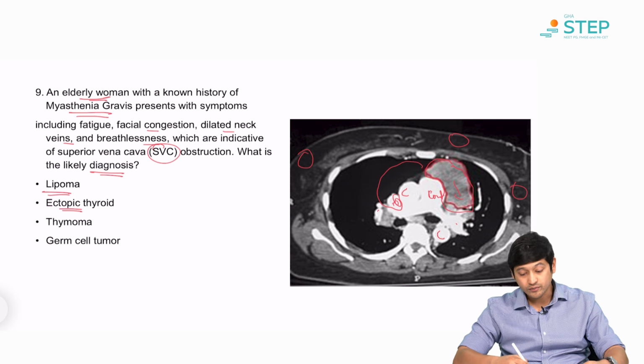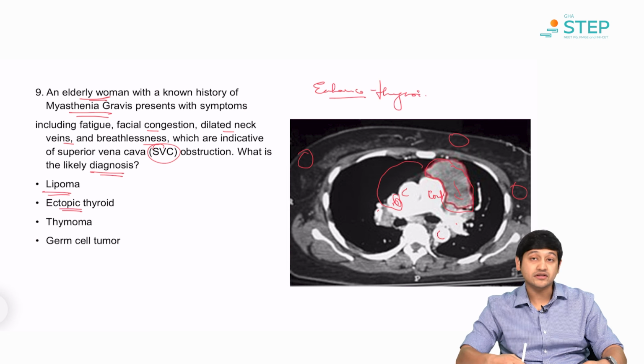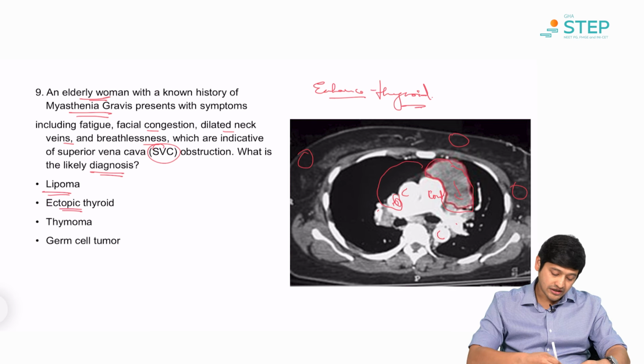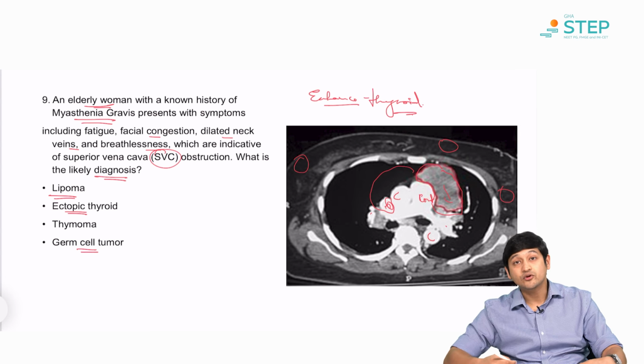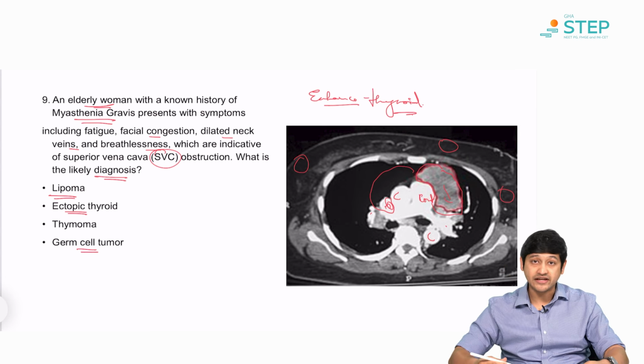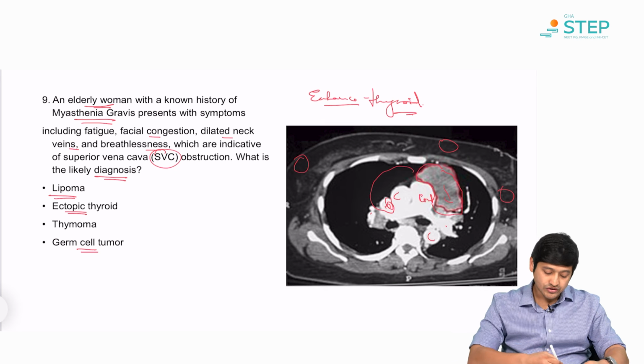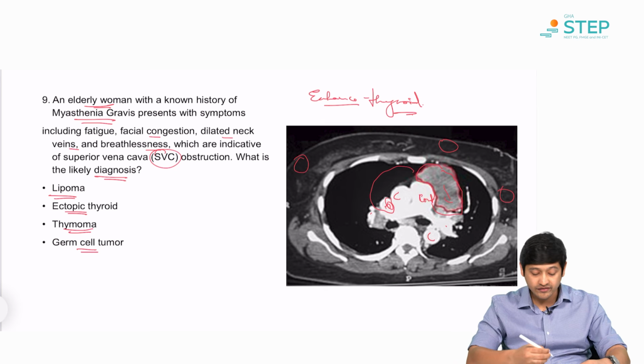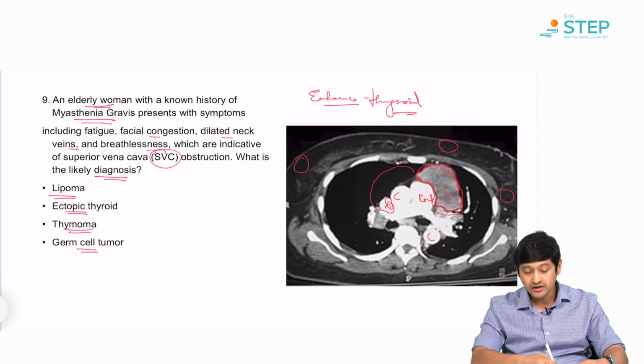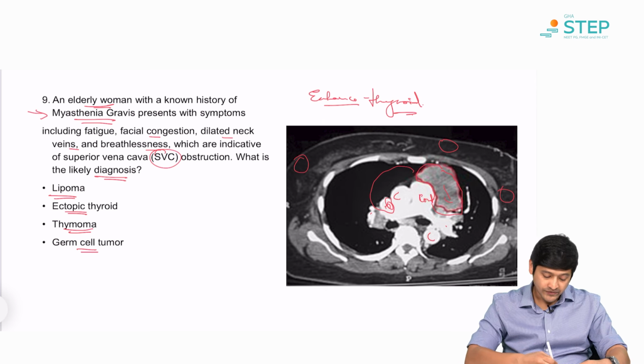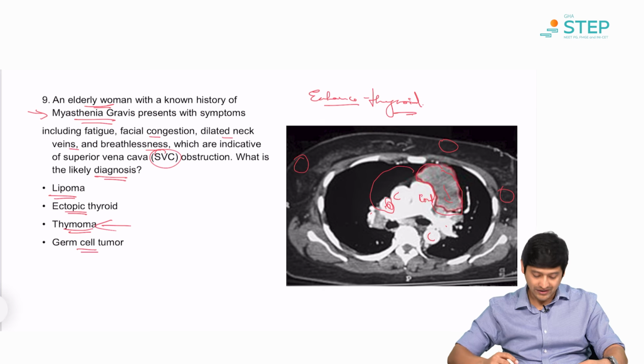Thyroid tissue which is ectopic should enhance. All right, so it will enhance. This is thyroid tissue. Normal thyroid and ectopic thyroid will enhance. A germ cell tumor can also enhance, but a germ cell tumor like a teratoma can have calcifications and other characteristics. So our answer here, especially given the fact that this is an elderly woman with myasthenia gravis, that is your clinch word or your buzzword, your answer becomes a thymoma.